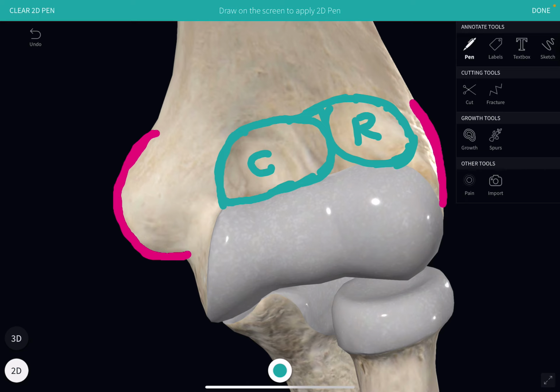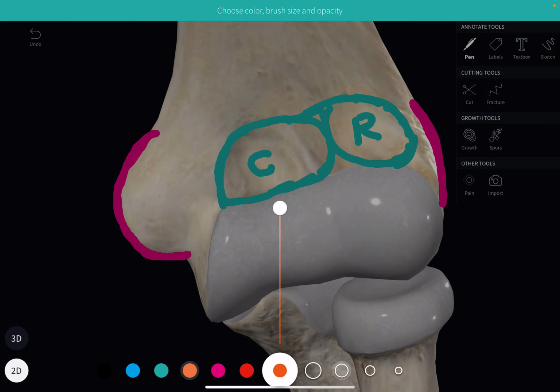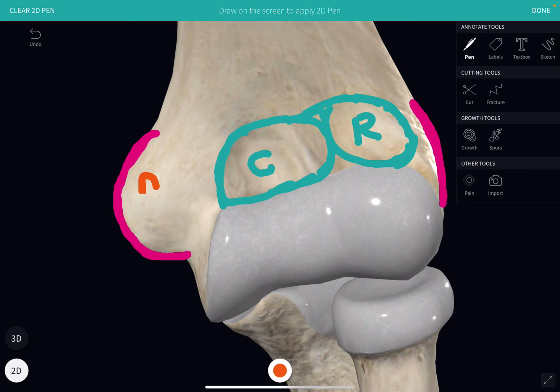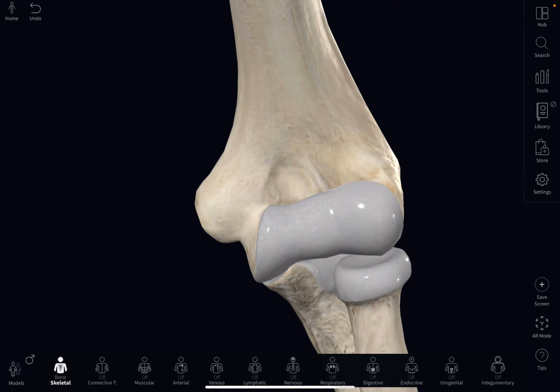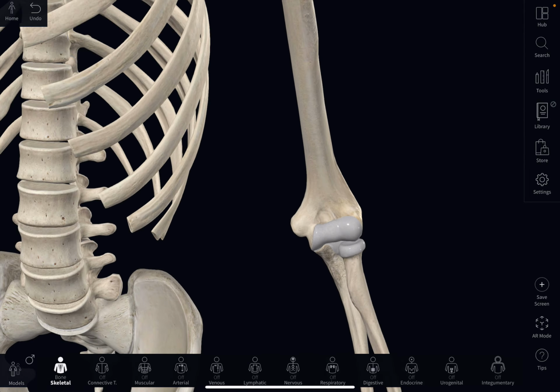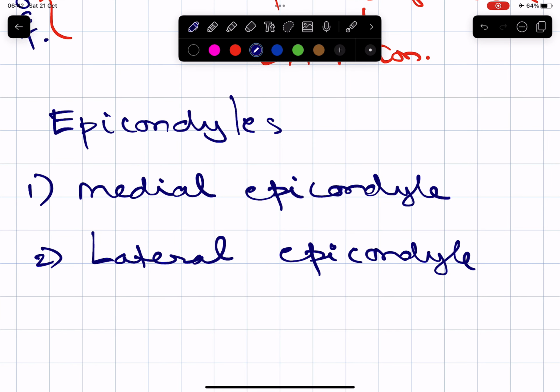So this one right here, the one on the medial side, is the medial epicondyle. Okay, it's the medial epicondyle. This one is the lateral. Okay, this is the lateral epicondyle. So I hope this is clear to you. See, the medial and the lateral epicondyles. Right, now let us talk a little bit more about the medial epicondyle.